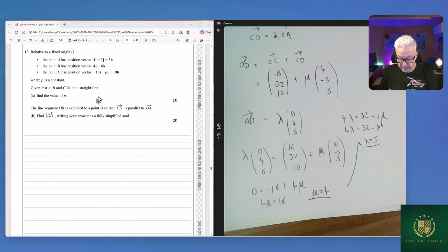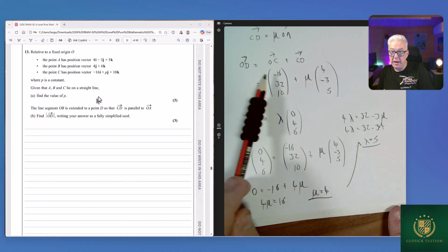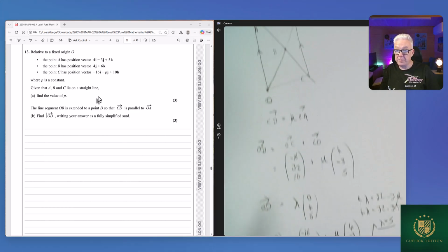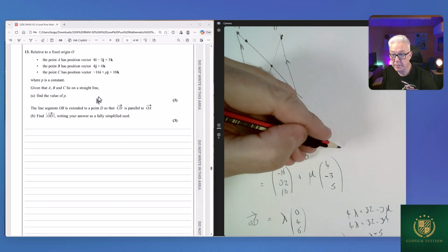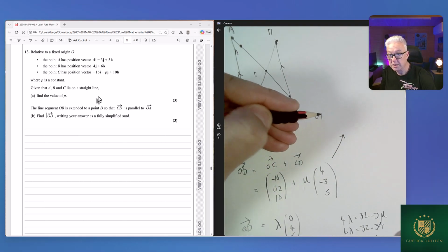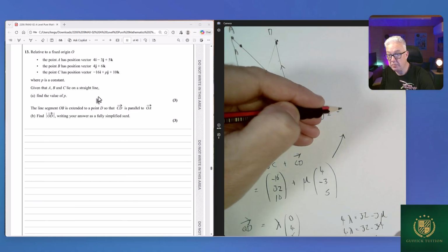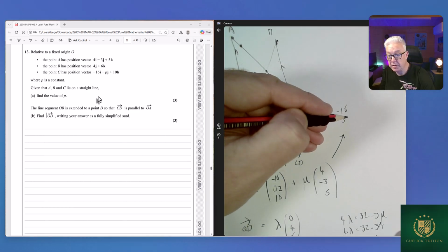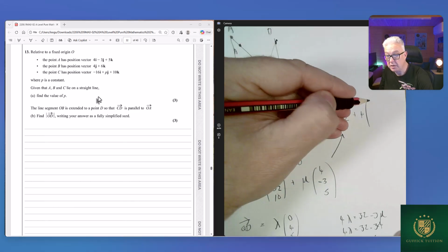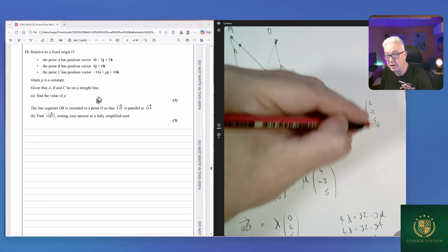In my O to D expression, I don't really need the lambda, but I know that mu is 4, so I can sub that result in. So let's sub in that mu is 4 in O to D. So O to D is now minus 16, 32, and 10, plus 4 times 4 minus 3, 5, like so.